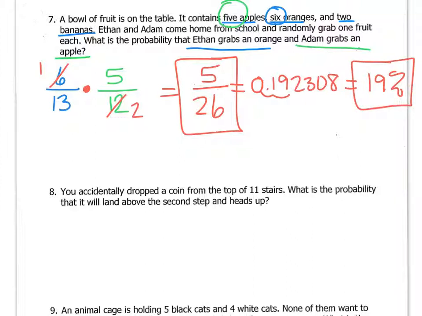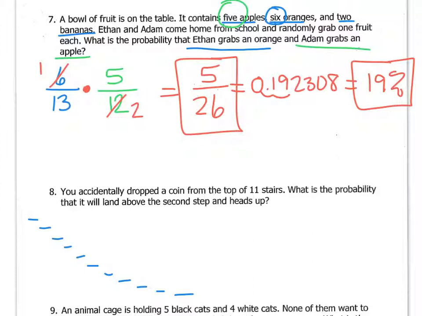All right, last problem. You accidentally dropped a coin from the top of 11 stairs. What is the probability that it will land above the second step and heads up? Okay, I'm actually going to draw a picture of this. So we have 11 stairs. So 1, 2, 3, 4, 5, 6, 7, 8, 9, 10, 11. So those are our 11 stairs.